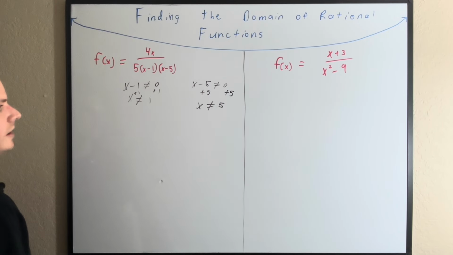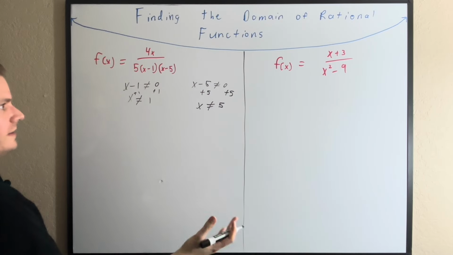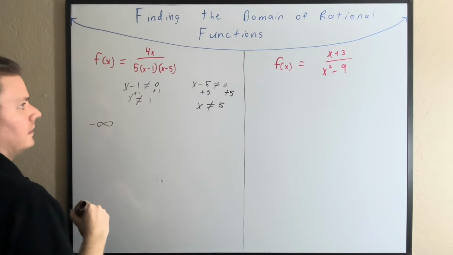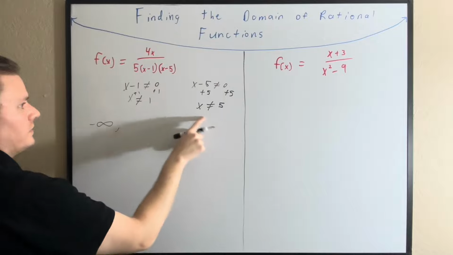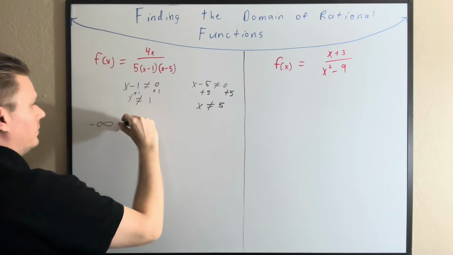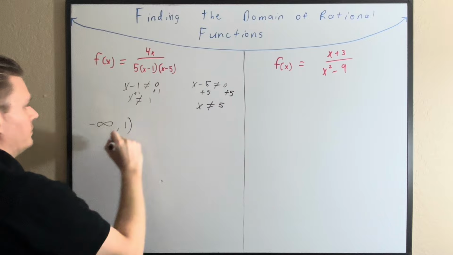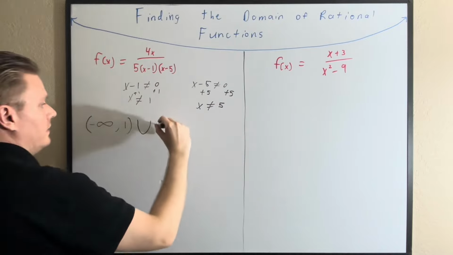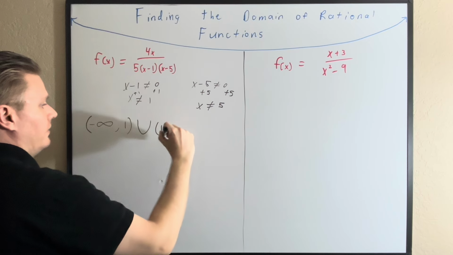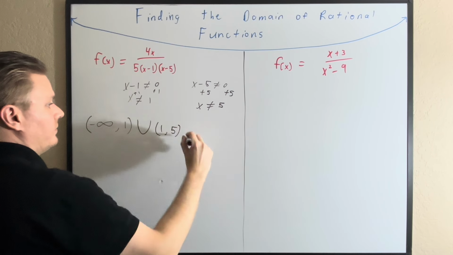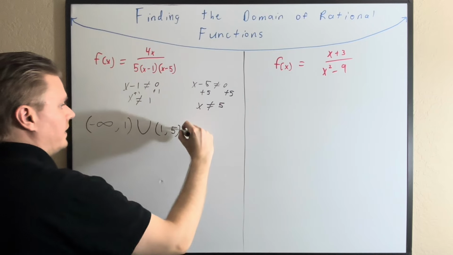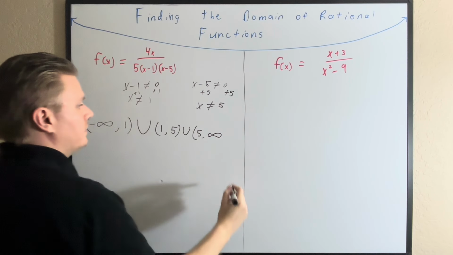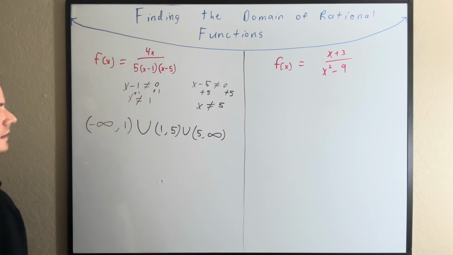Okay, now what? Well, we do our domain thing, right? Negative infinity all the way up to which number is lower. 1? Yeah, we do not include the 1. So parentheses. In union with all the numbers after 1 up to 5, and then we skip over 5, and then we go on to infinity again. And there's your domain.